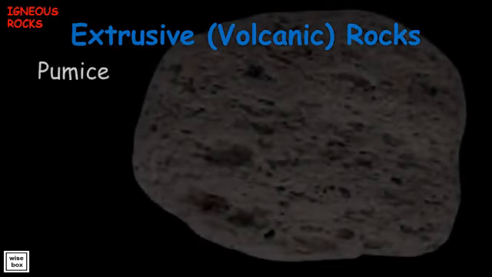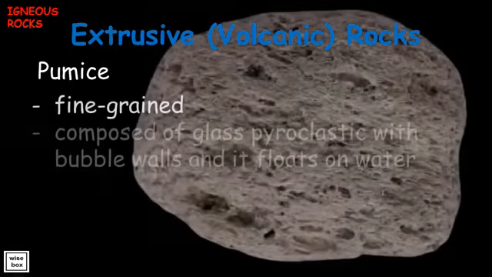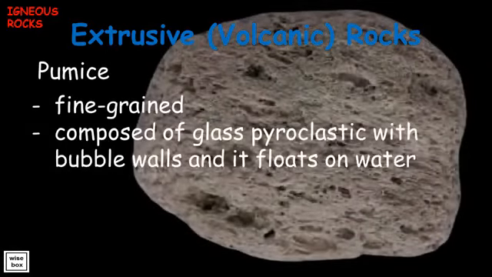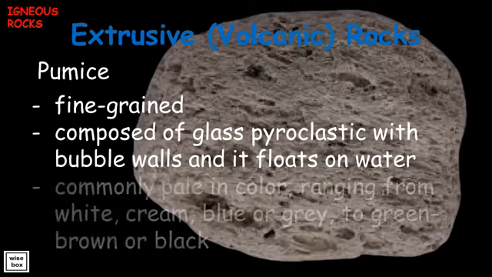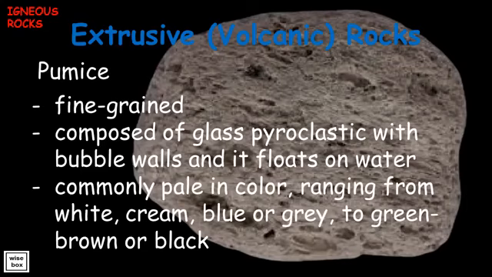Pumice, a fine-grained extrusive rock, is composed of glass pyroclastic with bubble walls, and it floats on water. It is commonly pale in color, ranging from white, cream, blue or gray, to green-brown, or black.